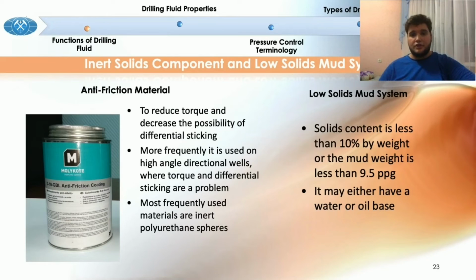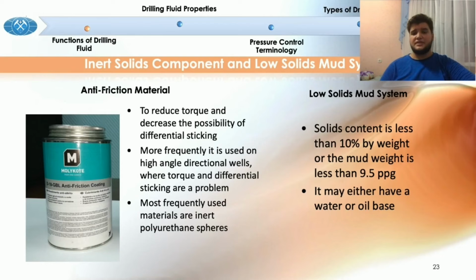Anti-friction material is used to reduce torque and decrease the possibility of differential sticking. More frequently, it is used on high angle directional wells where torque and differential sticking are a problem. Most frequently used materials are inert polyurethane spheres.